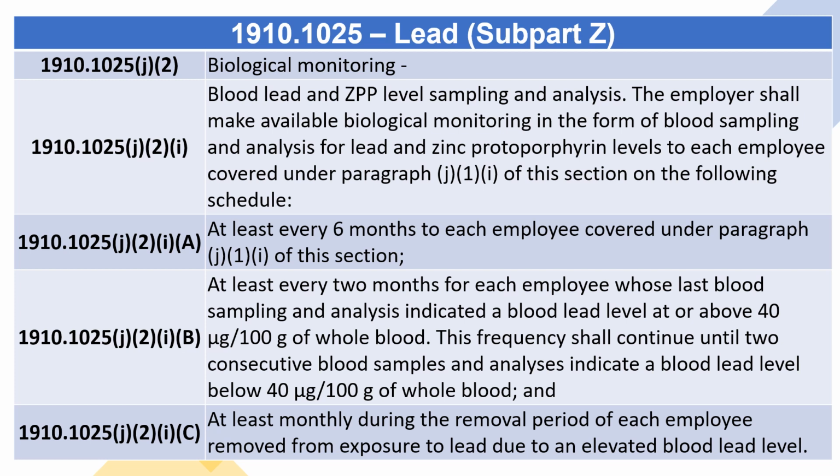for each employee whose last blood sampling and analysis indicated a blood lead level at or above 40 µg/100 g of whole blood. This frequency shall continue until 2 consecutive blood samples and analyses indicate a blood lead level below 40 µg/100 g of whole blood, and at least monthly during the removal period of each employee removed from exposure to lead due to an elevated blood lead level.